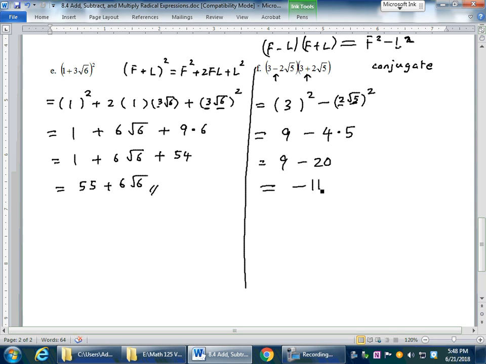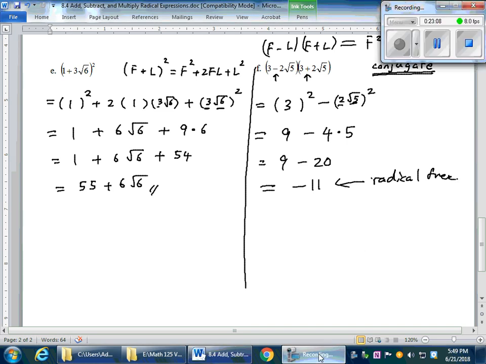So what we want to put in notes and then remember is, when you multiply the conjugate factors together, your result will always be what? Radical free. And this idea we need for the next session. And this concludes the session.